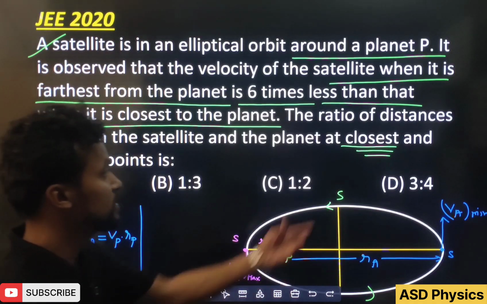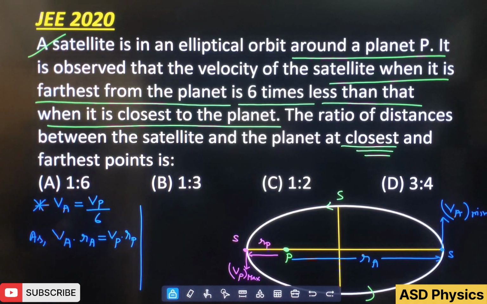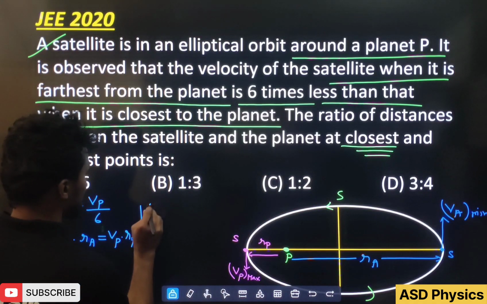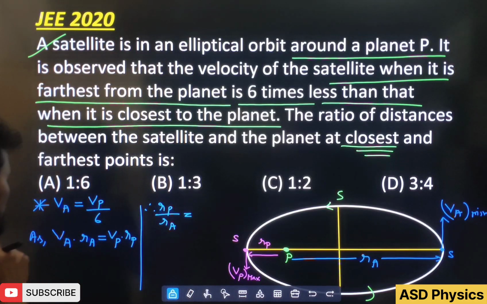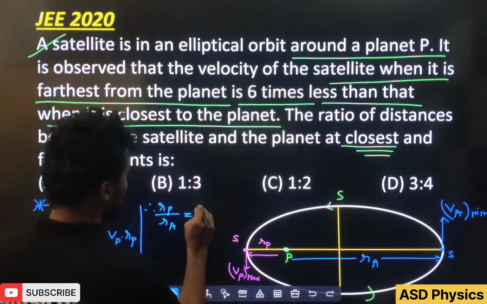Which distances are they asking? Closest to the farthest. Rp is the closest here. So what we can write is Rp by Ra is equal to Va by Vp.